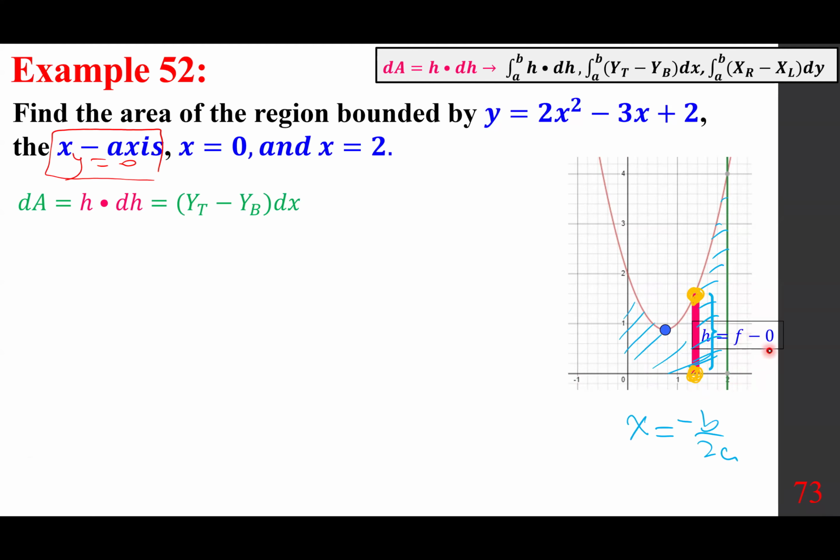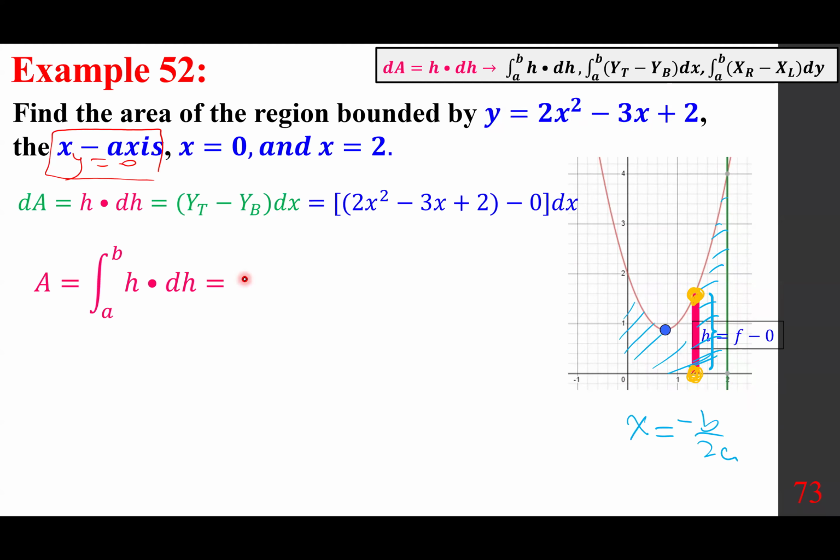So this is f minus 0. And this is dx, because we are going to move this along the x-axis. So y of the top comes from the function or the curve or the parabola. Y of the bottom comes from the x-axis. And then dx, because this width is dx or delta x. By the way, this is extremely small. I want you to know that. So that's what we get. Minus 0 has no effect. And so the area is the integral of a to b H dx.